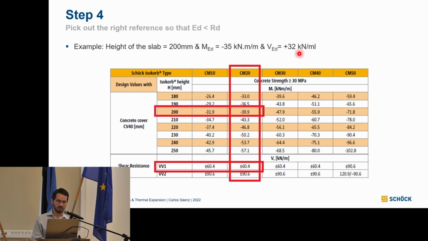And for the shear force it is the same. We have 32 kilonewtons positive. So we go to the lower part of the table where we have the shear resistance, and we can go with this one because we can withstand it. It says 60. It's almost double our need. So yeah, we'll be fine with the CM20 for this case.